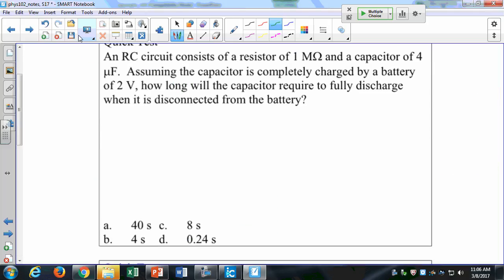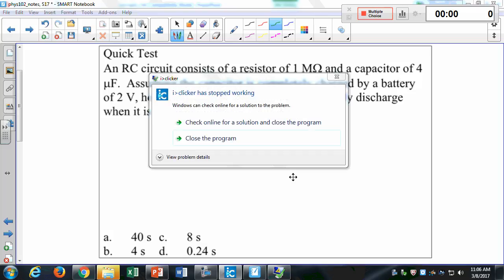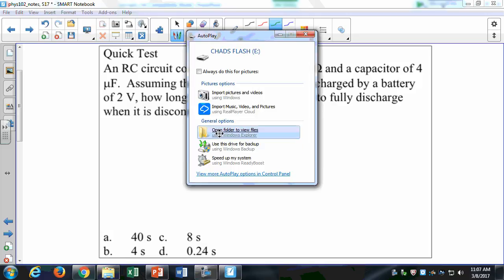Let's try this one. I want you to notice, you need to calculate the time constant here. And I want you to notice that when you calculate the time constant, you'll need to look at your units. I have a megohm here and a microfarad here. Remember, mega is 10 to the 6th, and micro is 10 to the minus 6th. So often I'll use those just because it makes your life a little easier.